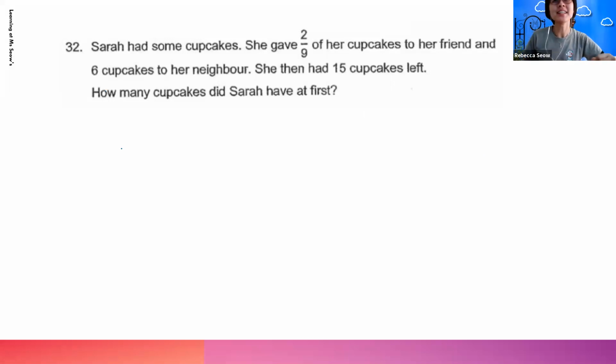Okay, Sarah had some cupcakes, so she gave 2/9 of her cupcakes to her friend. Now the fact that it's 2/9 of her cupcakes, that means total number of units makes up 9. So if I were to draw a model, I will have to draw 9 units that makes up the total number of cupcakes.